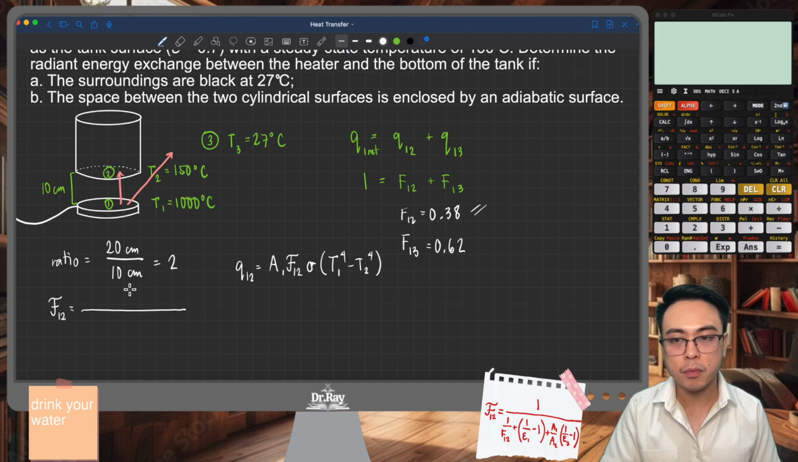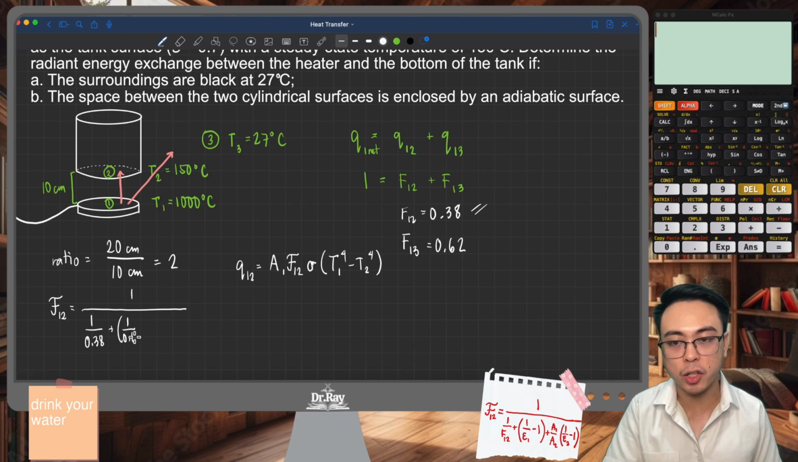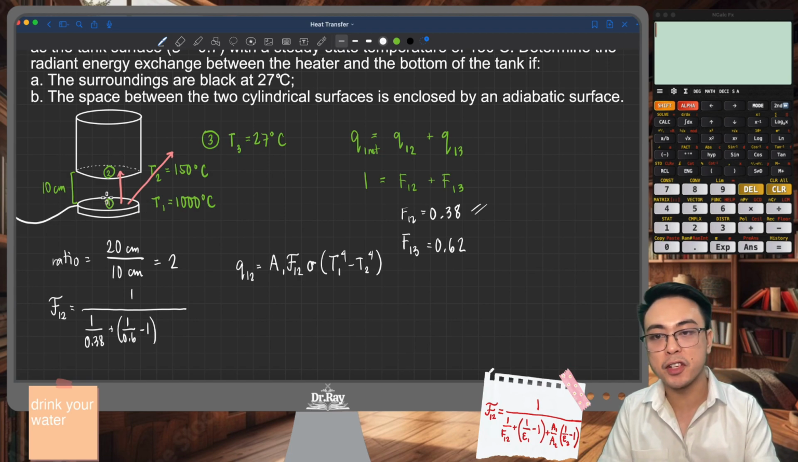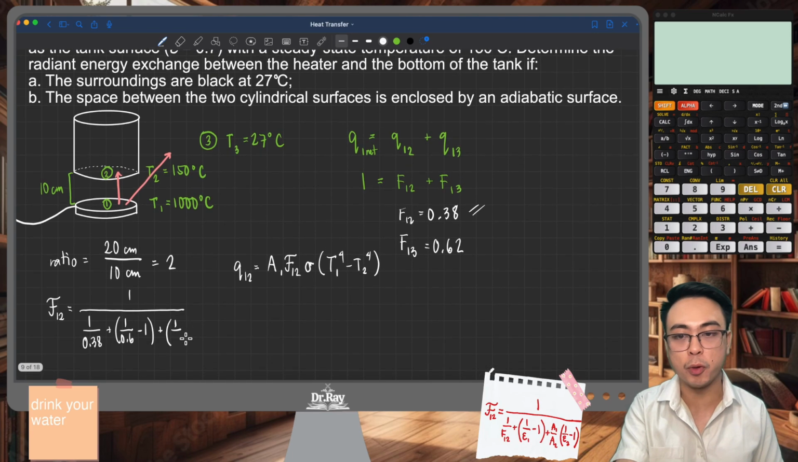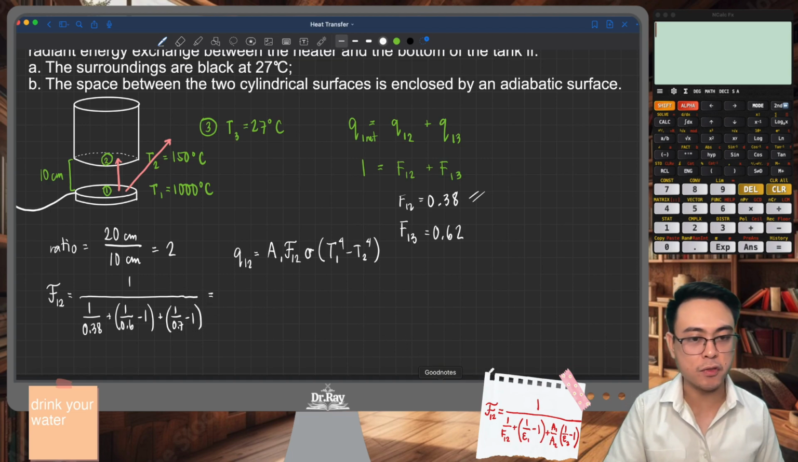This is 1 over the view factor F12, that's 0.38, plus emissivity of surface 1 was already given, that is 0.6, that's for the heater surface. And then notice that in the formula there is A1 over A2, that is the surface area for this first disk divided by the surface area of the second disk. We are assuming that they are equal disks, so A1 over A2 would just cancel out. And we can proceed with 1 over emissivity 2, which is 0.7, minus 1. Let's calculate this value.